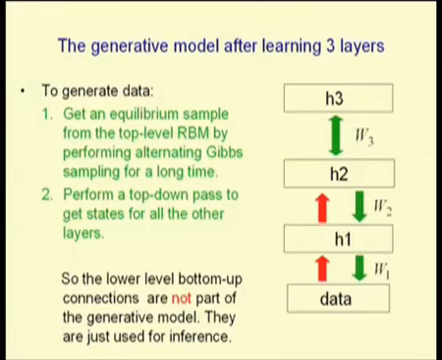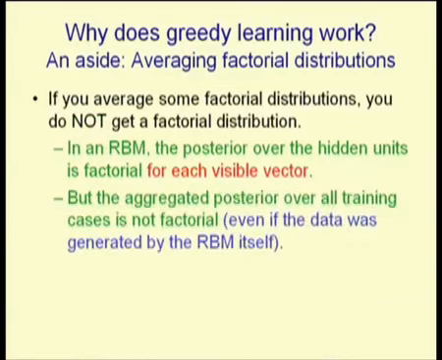So, I'm now going to go into some slightly complicated math, but then we're going to have a nice example. I'm going to try and justify what the greedy learning is up to and why it works, why you can learn a layer at a time like this. First, I need to get some properties of factorial distributions straight. So, given the visible units, the distribution across the hidden units is factorial. That is, the hidden units are independent, given the visible units.